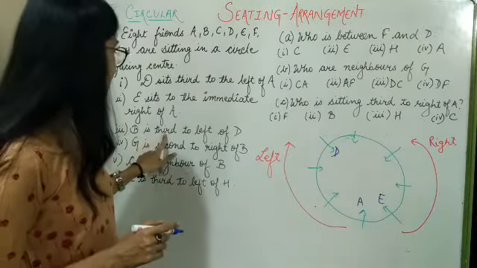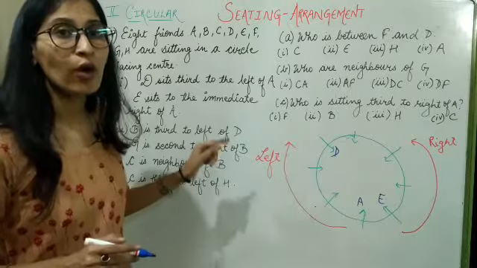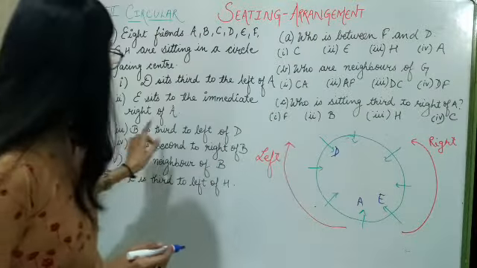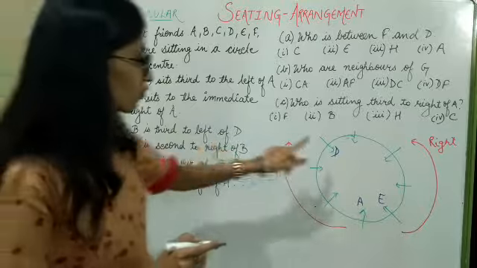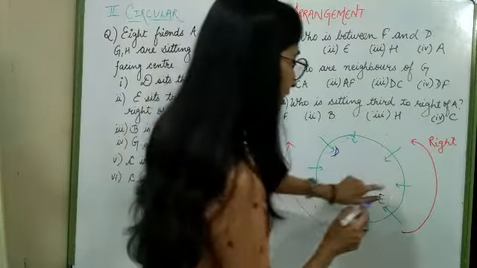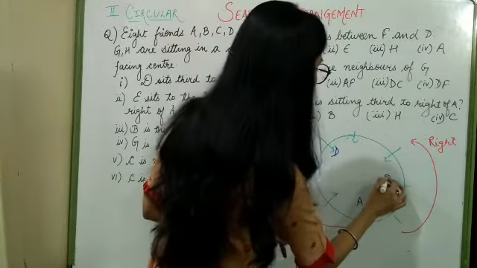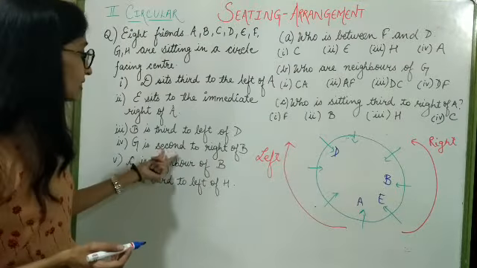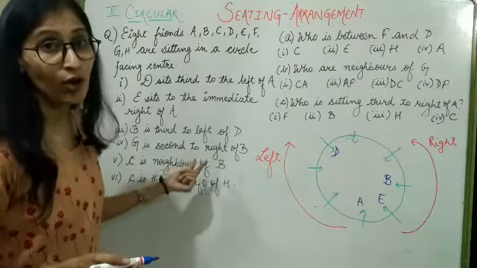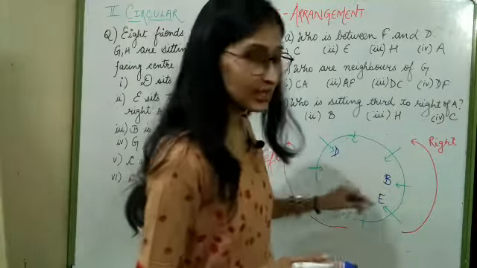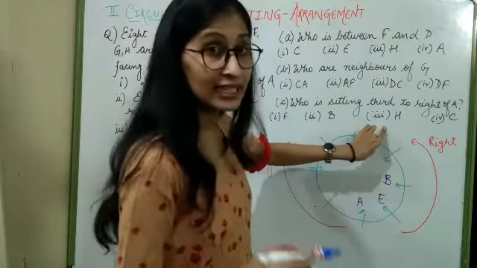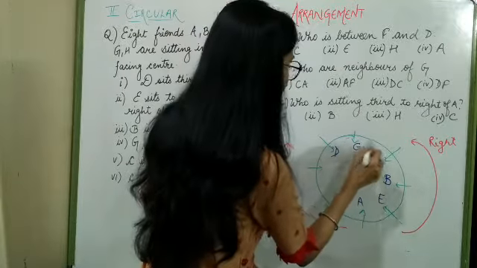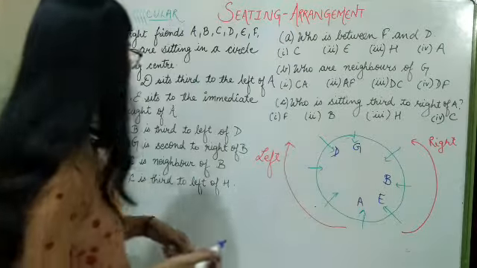Next, B is third to the left of D. The left of D will be like this. B is third. So first, second, third. This is the position of B. Next, G is second to the right of B. This is B. This is the right of B. G is second. 1, 2. This is the position of G.